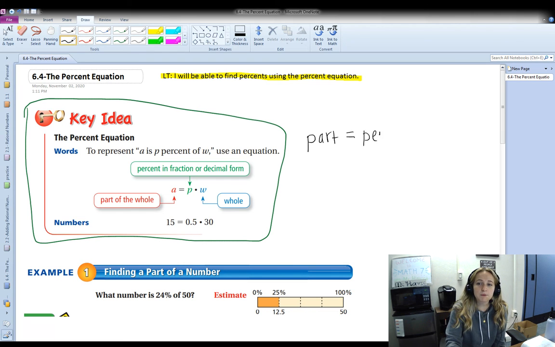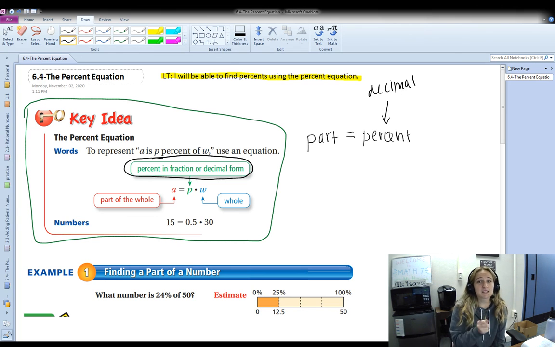Then this is going to be the percent, but please be careful and read this. It either needs to be in fraction or decimal form, and I'm really going to recommend that you just stick to decimal form. The percent has to be represented as a decimal or you will not get the right answer. And it's going to be times the whole. So that is pretty much the equation.